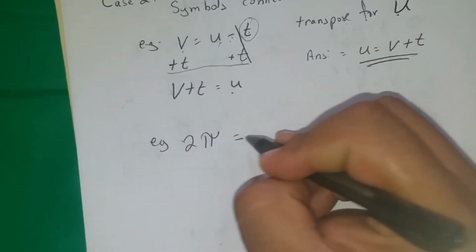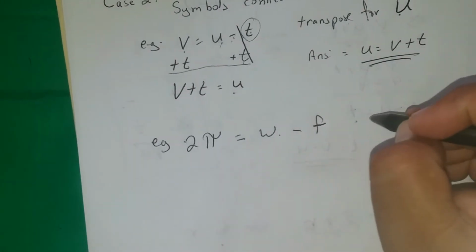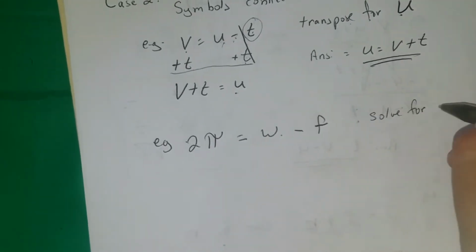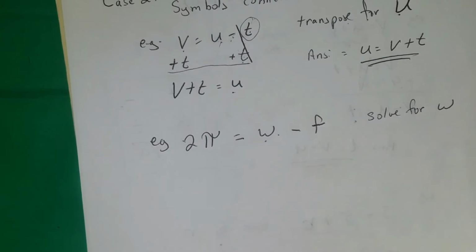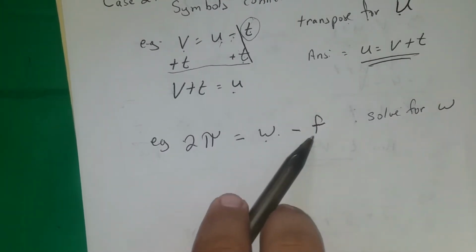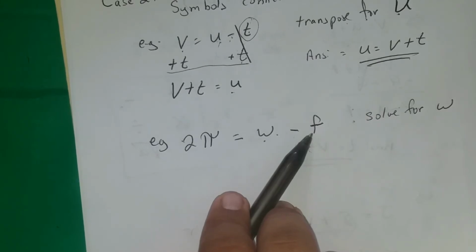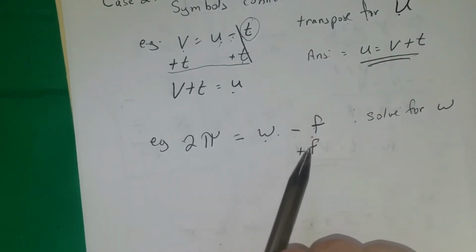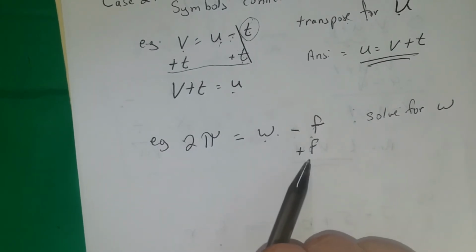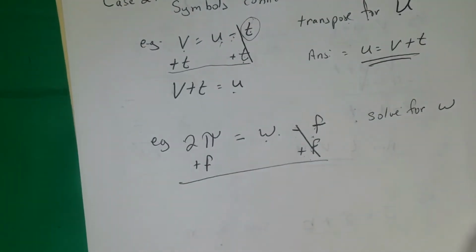2 pi equals w minus f, and it says solve for w. If we're solving for w, it means leave it by itself. So we need to get rid of this f. How do I get rid of the f? It's minus f, so to make it 0 I would plus f. If I say f minus f, that's 0, or negative f plus f makes it 0. What I do to one side, I must do to the other side. So since I said plus f, I must say plus f on the other side. That goes off, that is 0, so I just scratch it off.